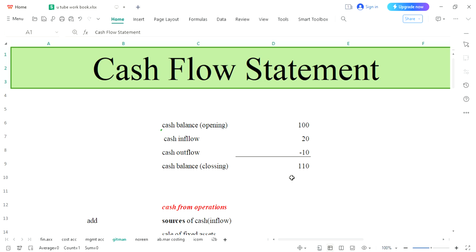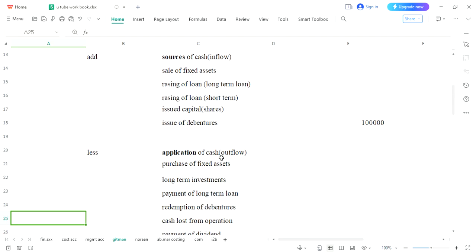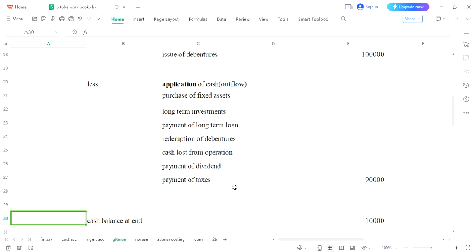Today's target is to understand the second part of the cash flow statement. As you know, we have already understood the different sources of cash, which we called sources or inflow. Then we understood how cash will flow out. It is called application of cash, or we can call it outflow. The difference would be considered your ending cash.